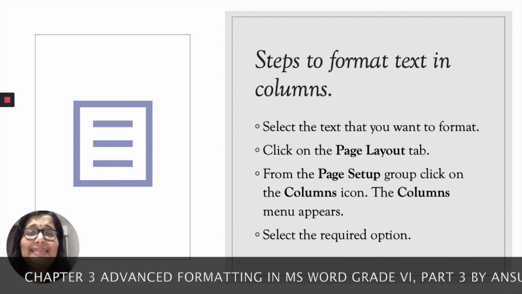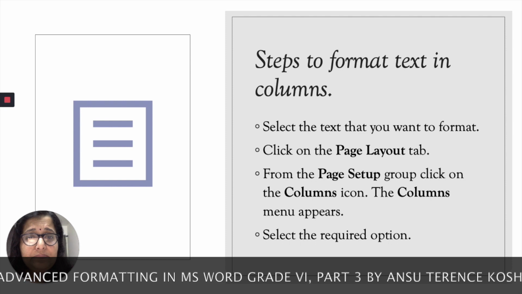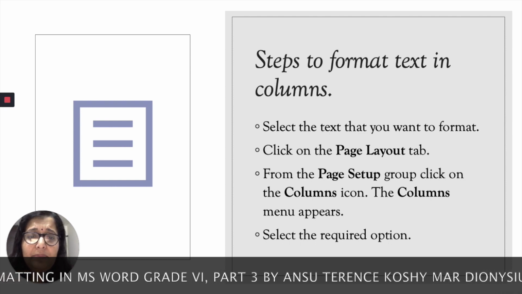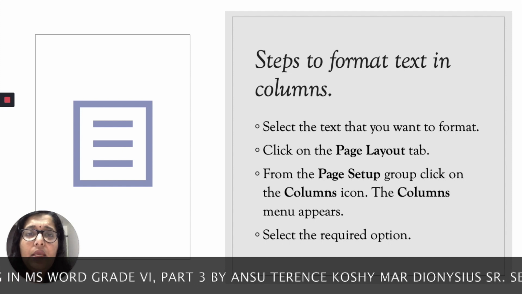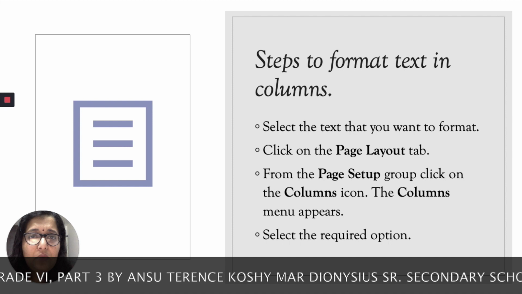Steps to format text in columns. Select the text that you want to format. Click on the Page Layout tab. From the Page Setup, click on the Columns icon. The Columns menu appears. Select the required option.